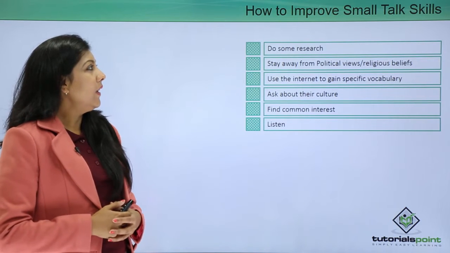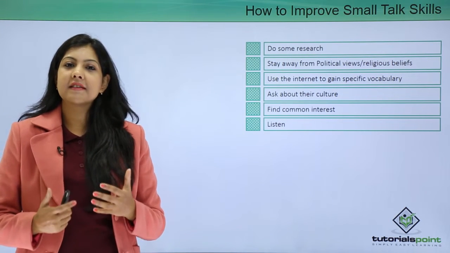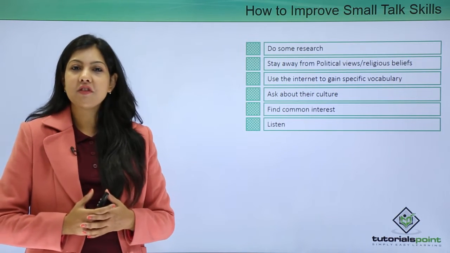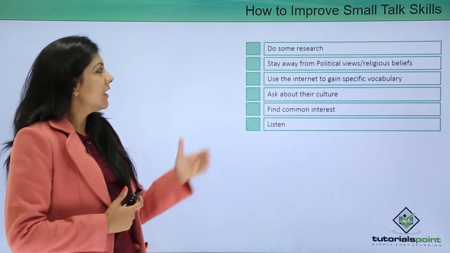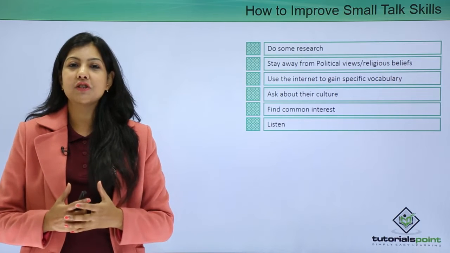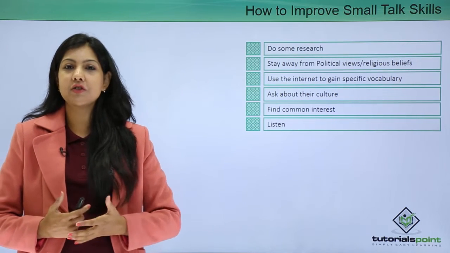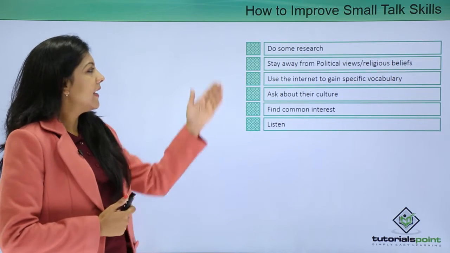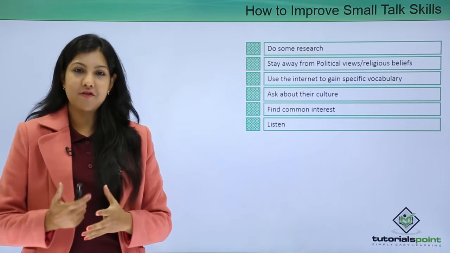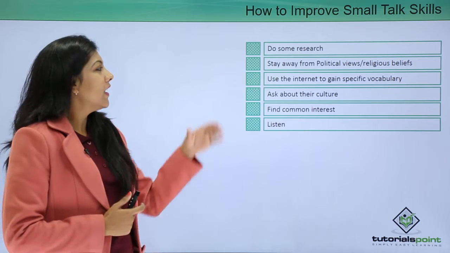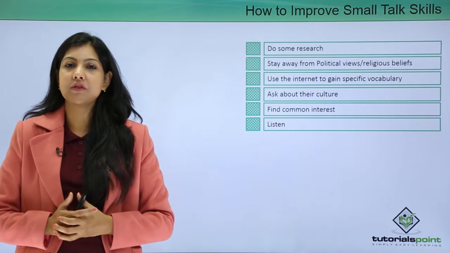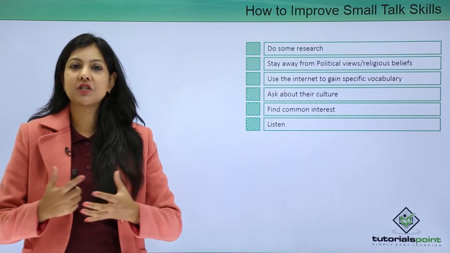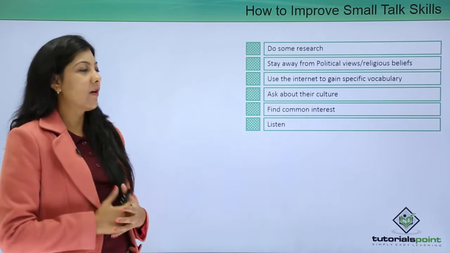How do we improve small talk? This is a skill which is not very difficult to gather. So how do you start small talk with somebody? Do some research. It's essential that you know about other cultures and other religions, and have good general knowledge, which will help you start conversations. Stay away from political views and religious beliefs, as we have already discussed. Use the internet to gain specific vocabulary. You might want to improve your general knowledge and your words, or just brush up on them, which will help you have a good conversation.